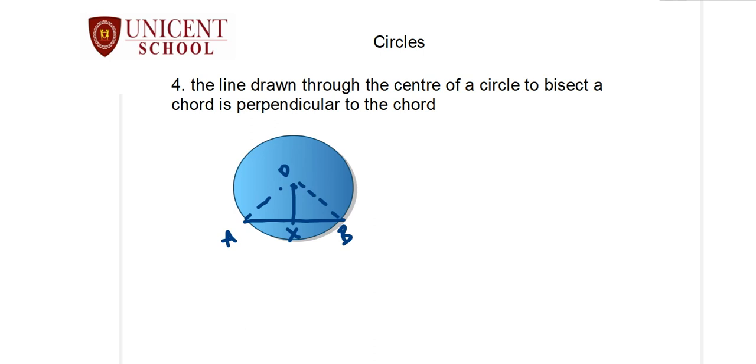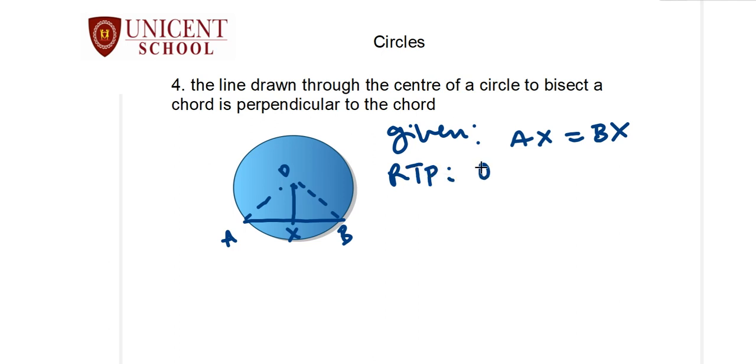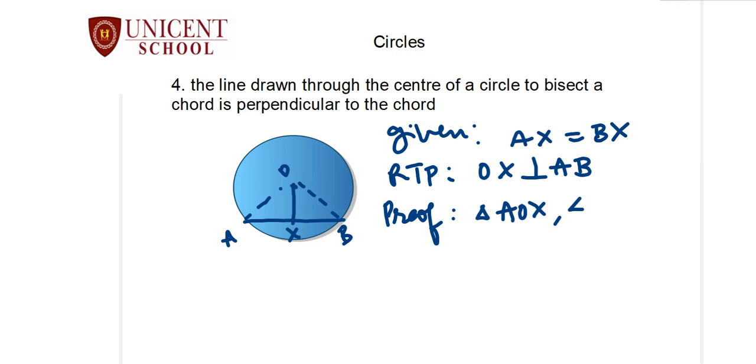Now, what is given? In this theorem, it's given that AX is equal to BX. This is already given. So what is our RTP? That is what we have to prove in this. We have to prove that OX is perpendicular to AB. Now, to proceed with the proof, let us compare these two triangles, triangle AOX and triangle BOX.